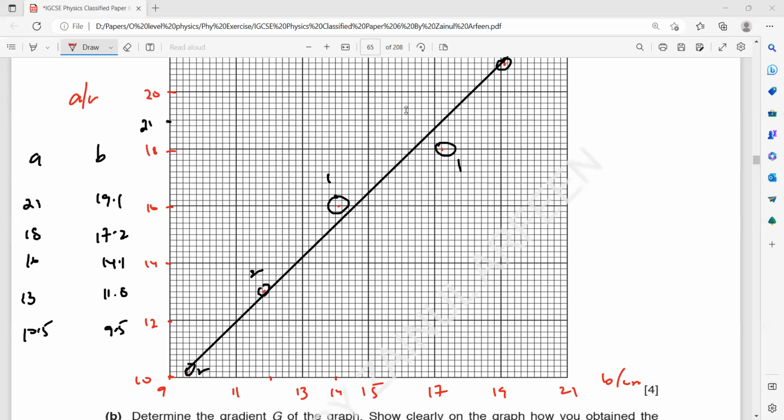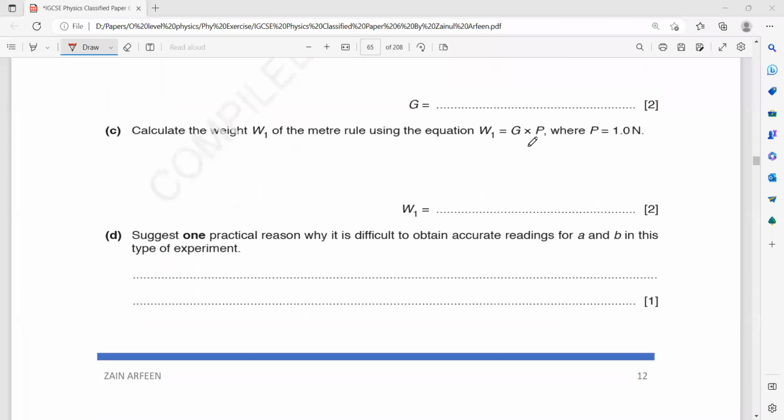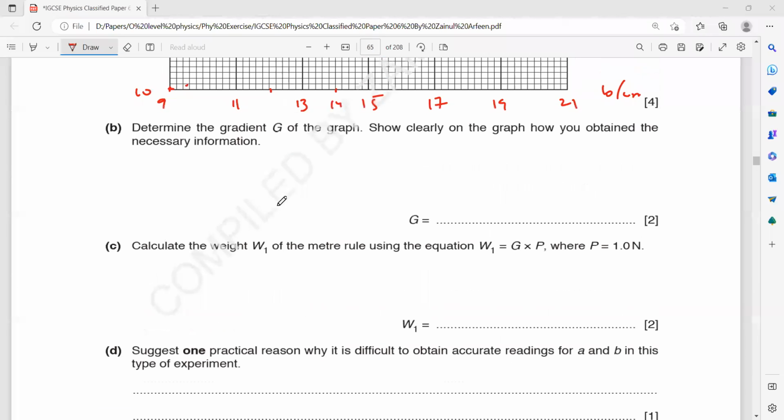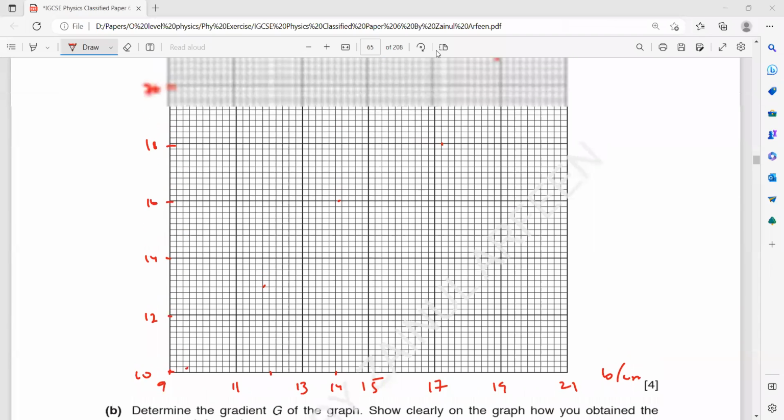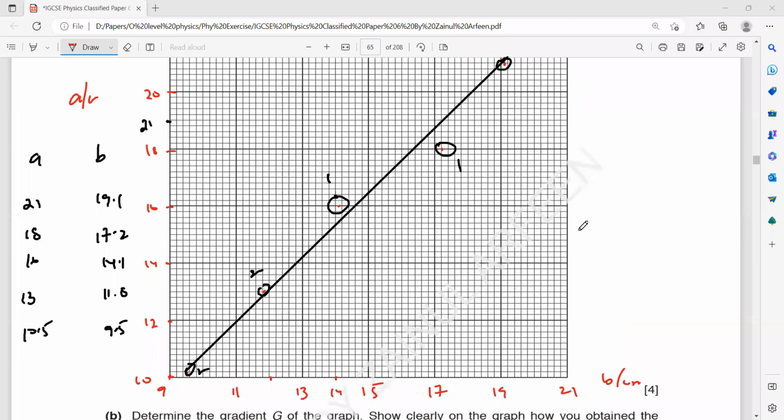The next part we have to calculate the gradient, and whenever a gradient is there, it means it should be a straight line. So we have to calculate a gradient. For calculating a gradient, you have to show that working on your graph.